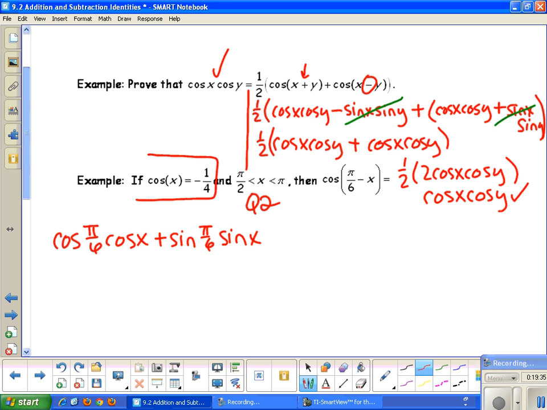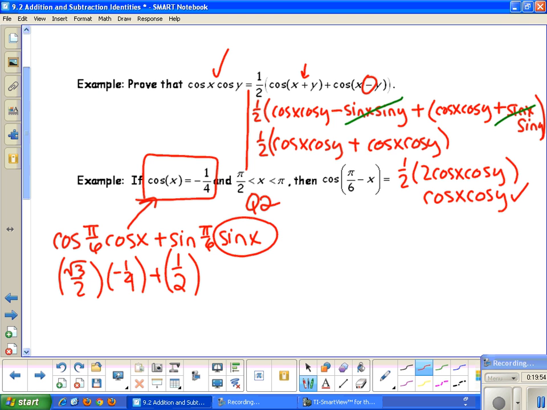Now, it said that the cosine x was equal to negative 1/4, and I have the cosine of pi over 6 and the sine of pi over 6, which is on my unit circle, so that's nice. The cosine of pi over 6 is root 3 over 2. We were given the cosine of x is equal to negative 1/4, plus the sine of pi over 6 is 1/2. The only thing I don't know is this right here, which is the sine of x. That means I have to find it, given that we're in quadrant 2.